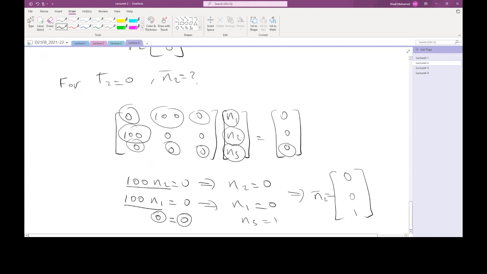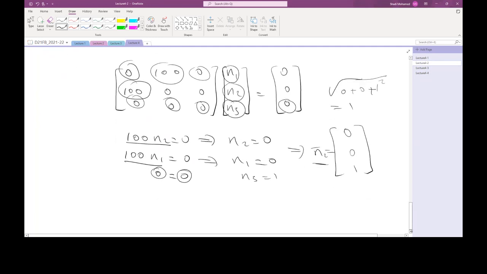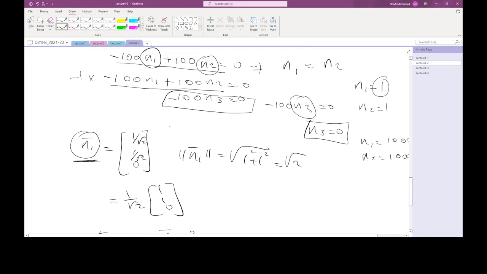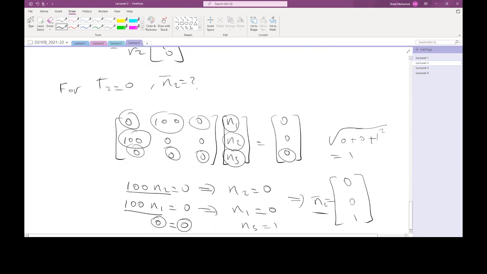All right, now if you calculate the length of this, this is the square root of the sum of the squares: 0 added to 0 added to 1 squared, and the length is already 1. So you don't need to normalize it, it's already normalized. So I've got the second normal direction. And this is for T2. Now I need to do this same thing for T3.